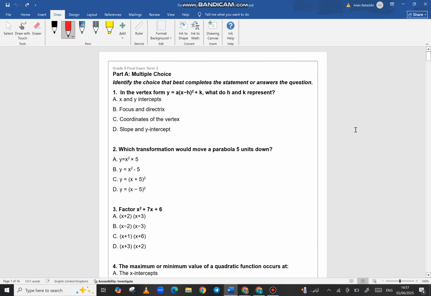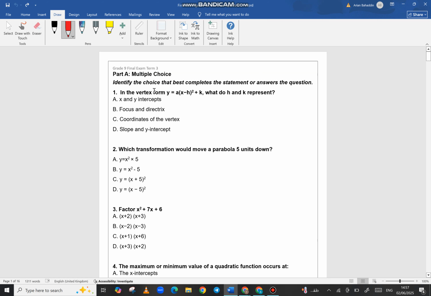Okay, welcome to the grade 9 practice exam walkthrough. Now, this is going to be quite similar to the actual exam, so it's good to pay attention to all the ideas discussed. I'm going to try and work through this as quick as possible.